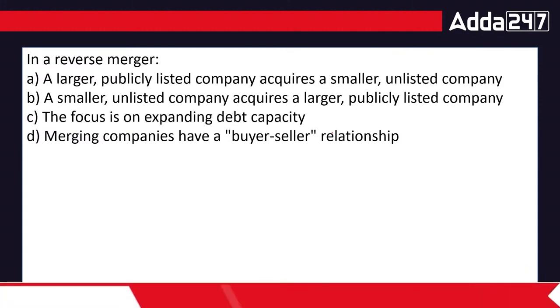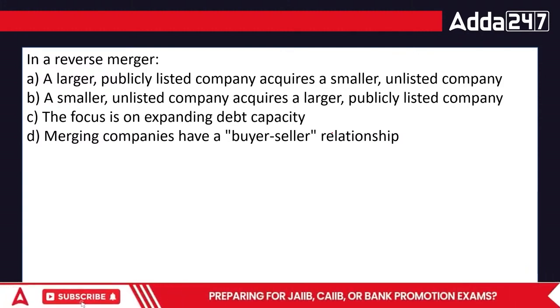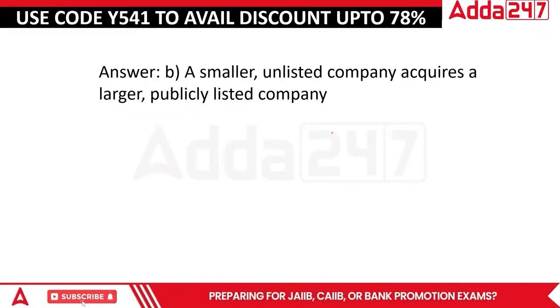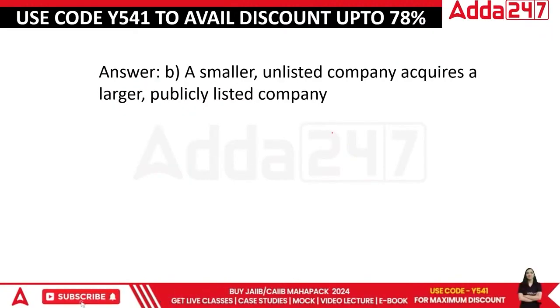So in this case, the correct answer would come out to be the smaller one. A smaller company which is unlisted would buy the larger one.